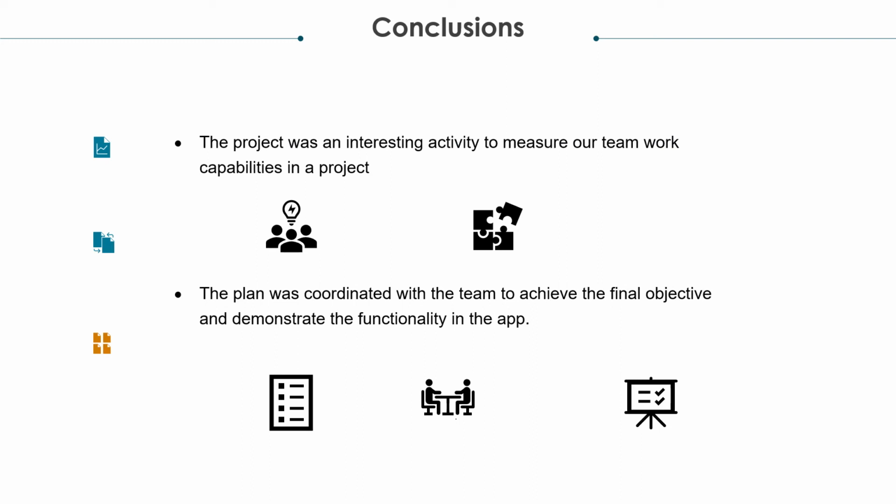Conclusions. As a conclusion, we could say that the project was an interesting activity to measure our teamwork capabilities. This means that as a team, we were able to coordinate our ideas and assemble our knowledge. The plan was coordinated with the team to achieve the final objective and demonstrate the functionality in the app. This means that we were able to generate a plan, discuss the best strategies to reach the planned objectives, and work together.